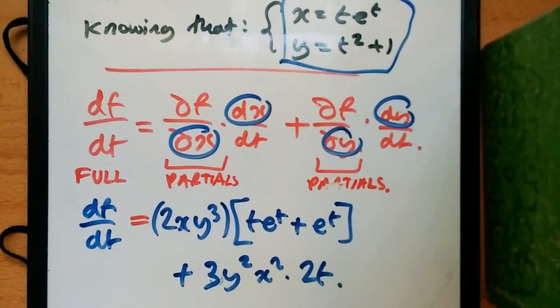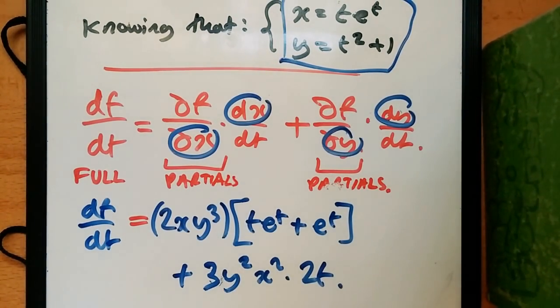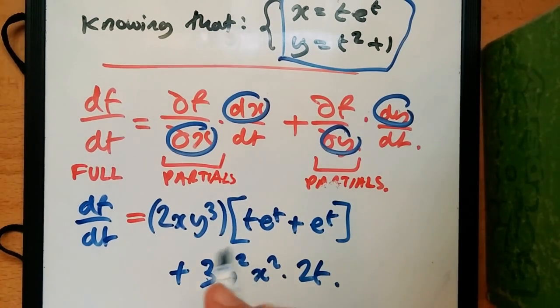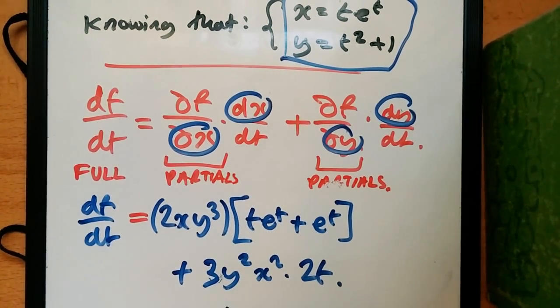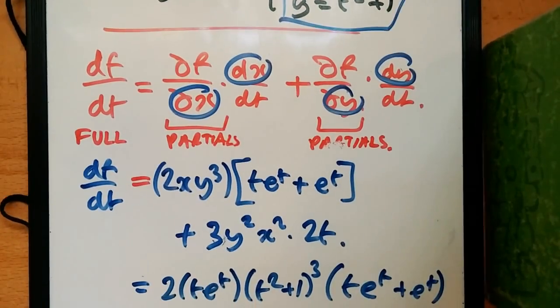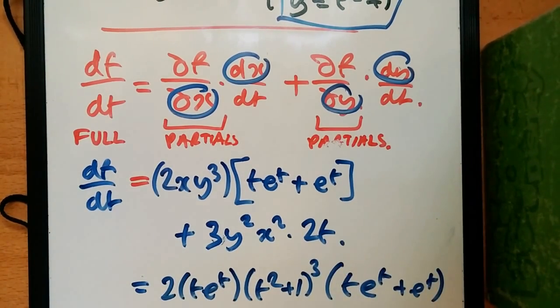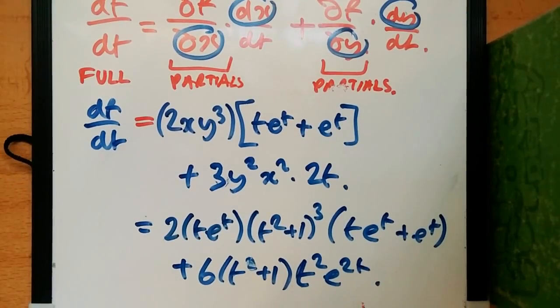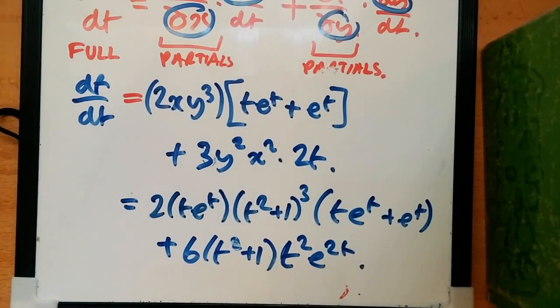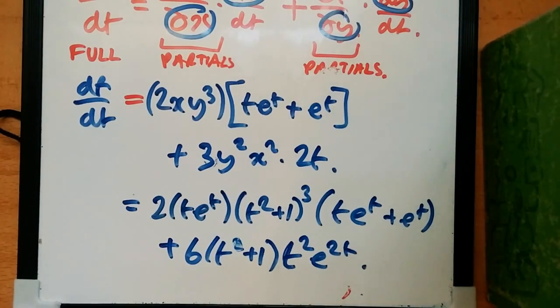So let's do this, yeah? What do we get? So replacing everything, and simplifying. Actually, let's do it quick. So we're going to get 2 t e^t, and then y would be (t squared plus 1) cubed, times (t e^t plus e^t). Next one, plus this would go here, would be 6 y squared, which would be (t squared plus 1) squared, x squared would be t squared e^2t. And that's really it, guys. That's really it. So at this point, you just have to simplify this. So if you did simplify this, this is what you get.